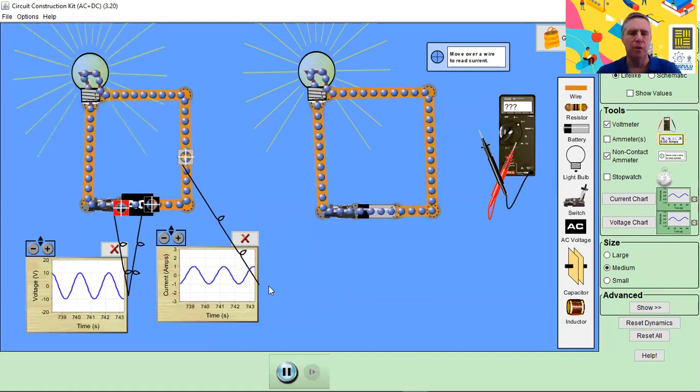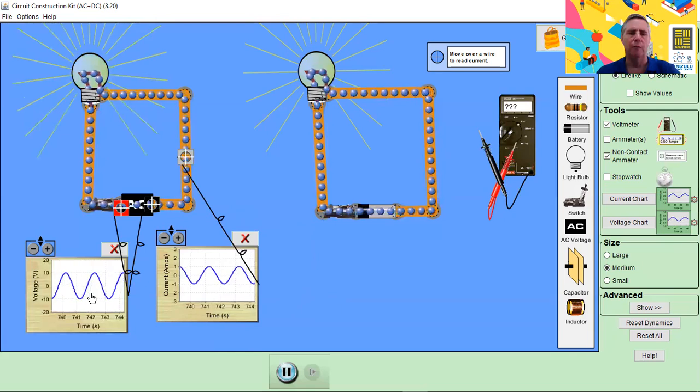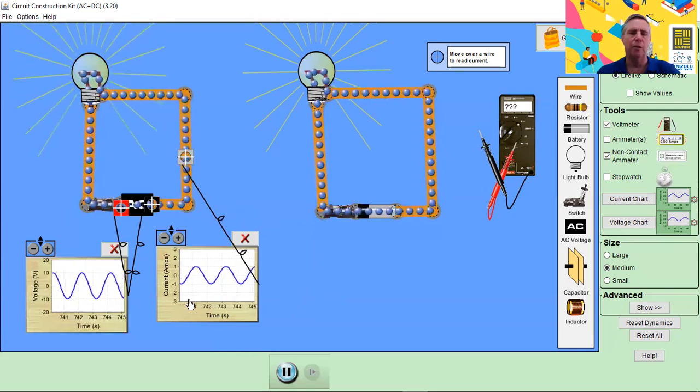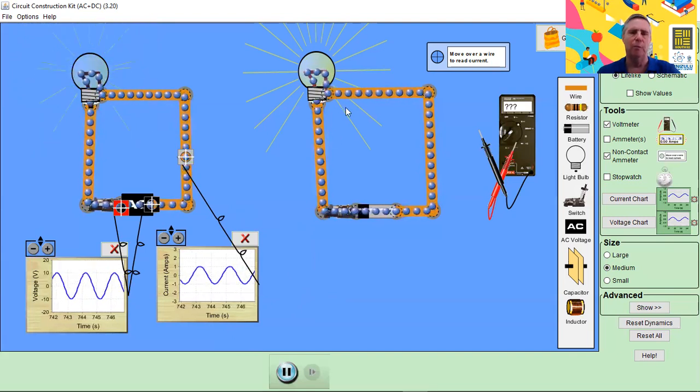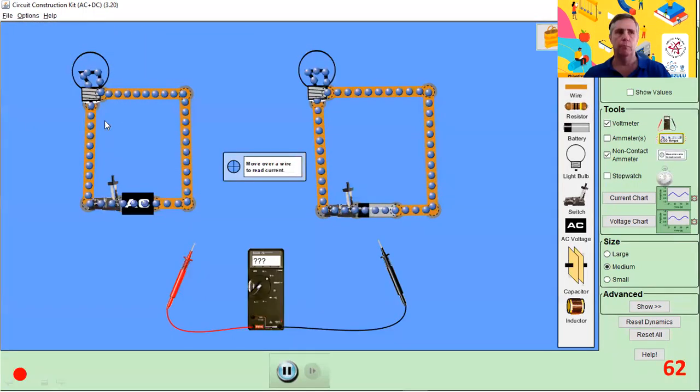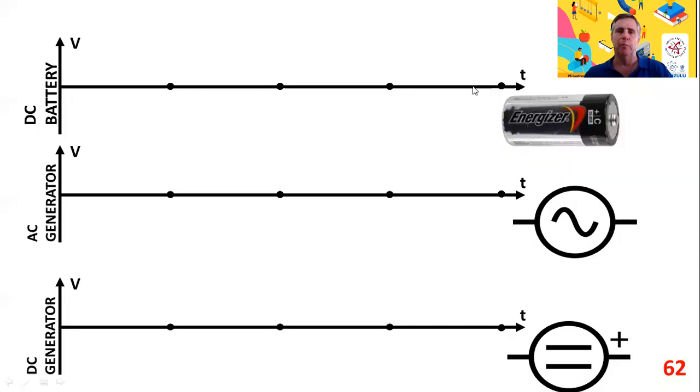So this is what we see when we draw graphs of voltage and current with an alternating current. We see a sine wave when we measure them against time. So I hope that was useful and that you understand alternating and direct current better and what sort of voltage outputs we get from them.